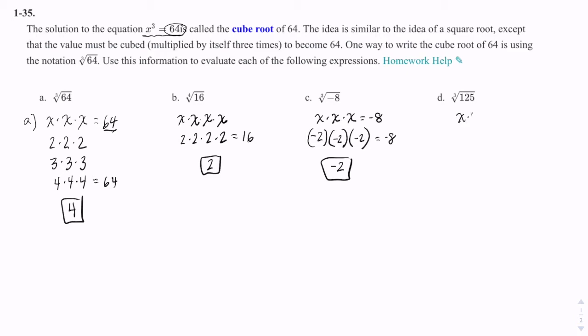And the last one, a number times itself 3 times is 125. So here's what they're asking for. And you don't need to write this down. I'm just showing you what I'm thinking here. So I'm not saying that this is work for the problem. There's really very little work you show for these problems.